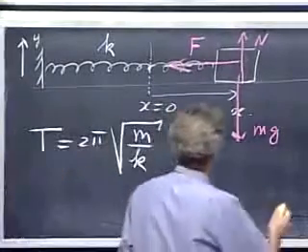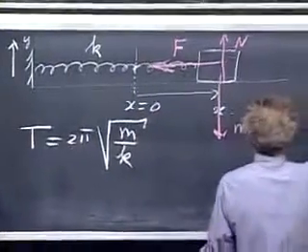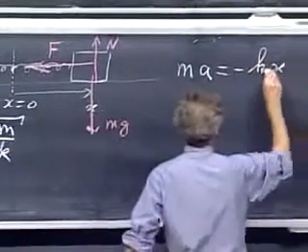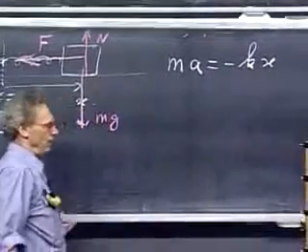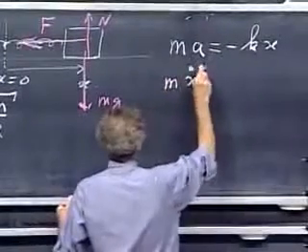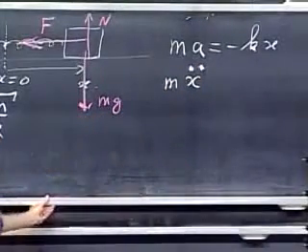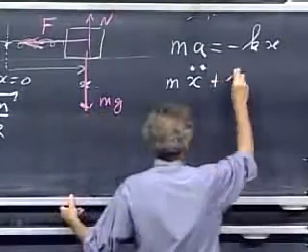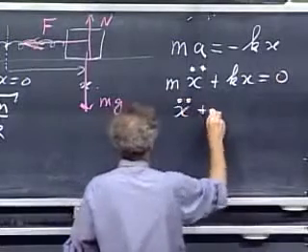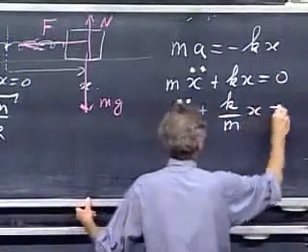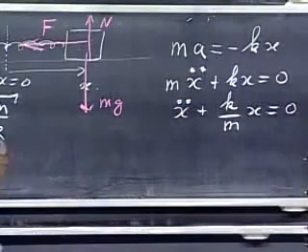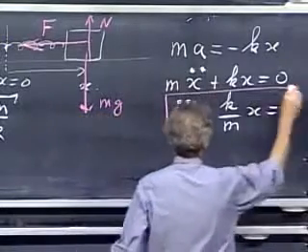So now I'm going to write down Newton's second law, ma, which is all in the x direction, equals minus kx. a is the second derivative of position, for which I will write x double dot, m x double dot. One dot is the first derivative, that's the velocity. Two dots is the acceleration. Plus kx equals 0. I divide by m, and I get x double dot plus k over m times x equals 0. And this is arguably the most important equation in all of physics.